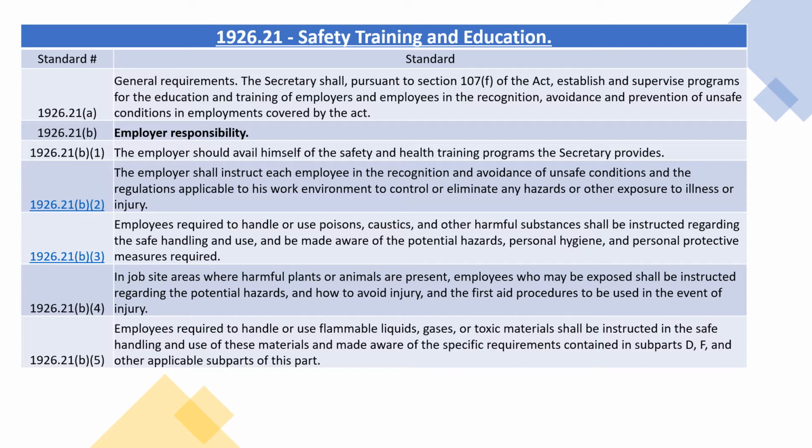1926.21(b)(2). The employer shall instruct each employee in the recognition and avoidance of unsafe conditions and the regulations applicable to his work environment to control or eliminate any hazards or other exposure to illness or injury. 1926.21(b)(3). Employees required to handle or use poisons, caustics, and other harmful substances shall be instructed regarding the safe handling and use, and be made aware of the potential hazards, personal hygiene, and personal protective measures required.